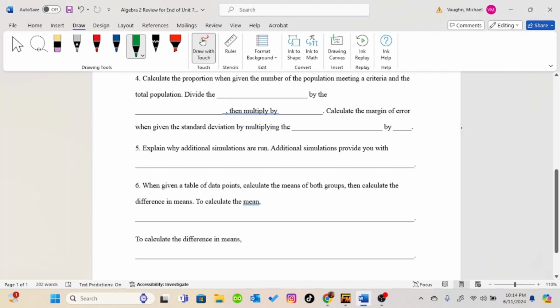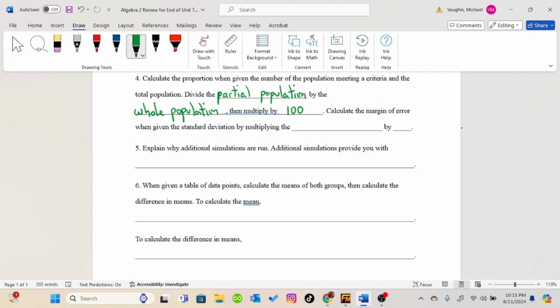Number 4, calculate the proportion when given the number of the population meeting a criteria and the total population. To do this, you divide the partial population by the whole population, then multiply by 100.